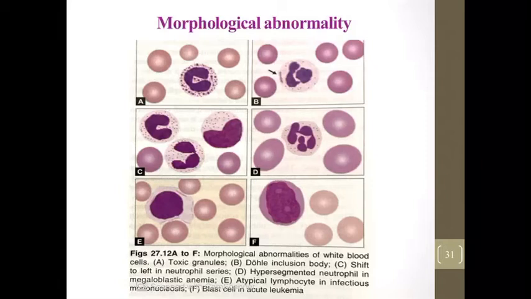Third is a shift to the left of the neutrophilic series, like in leukemoid reaction. Premature cells are present. Next is a hypersegmented neutrophil, seen in megaloblastic anemia. Next is an atypical lymphocyte, seen in infectious mononucleosis or any viral infection. And next is a blast in acute leukemia. So we have to look for blasts for the presence of leukemia.